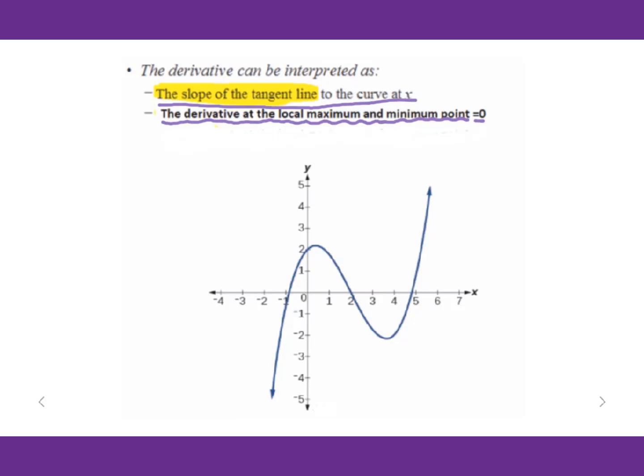The derivative at the local maximum and minimum point equals 0. For example, this point is a maximum and this point is a minimum. Let's label them as x1 and x2. Then we have the first derivative of f of x1 equal to 0. And also the first derivative of f of x2 equal to 0. Because their tangent line is a horizontal tangent line, the slope will be equal to 0.